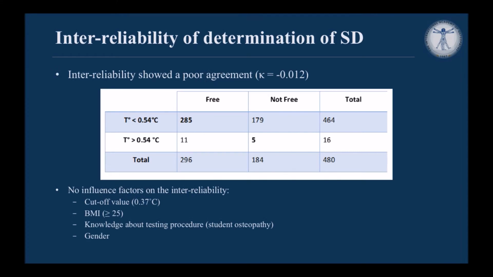Results. A kappa analysis was performed to investigate if the same segments with somatic dysfunction were found with infrared thermography and manual tests. The interreliability showed a poor agreement. Lowering the cutoff to 0.37 degrees Celsius, excluding the patients with a body mass index higher than 25, excluding the subjects that didn't have knowledge of the testing procedure, or performing the kappa analysis with only the male or female subjects didn't significantly influence the kappa value.